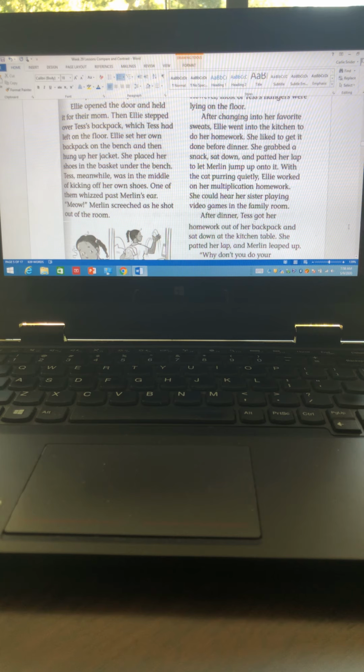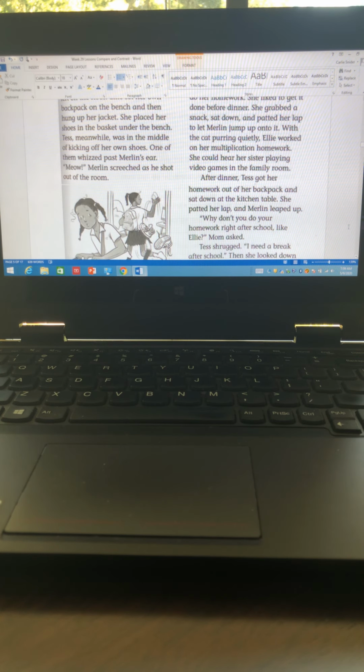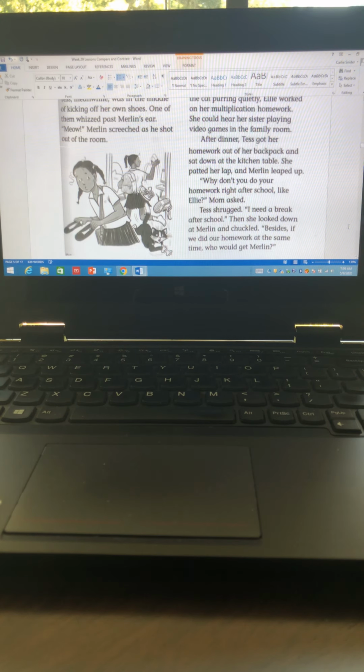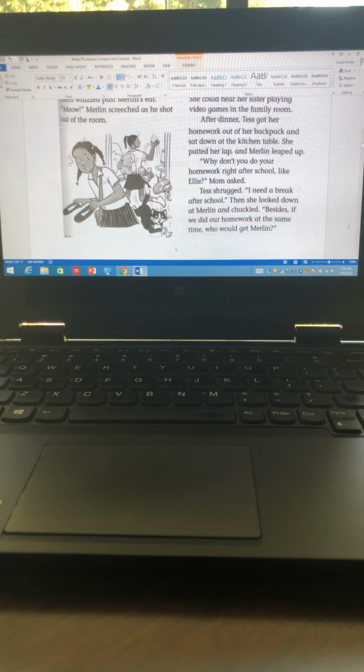After changing into her favorite sweats, Ellie went into the kitchen to do her homework. She liked to get it done before dinner. She grabbed a snack, sat down, and patted her lap for Merlin to jump up onto it. With the cat purring quietly, Ellie worked on her multiplication homework. She could hear her sister playing video games in the family room.